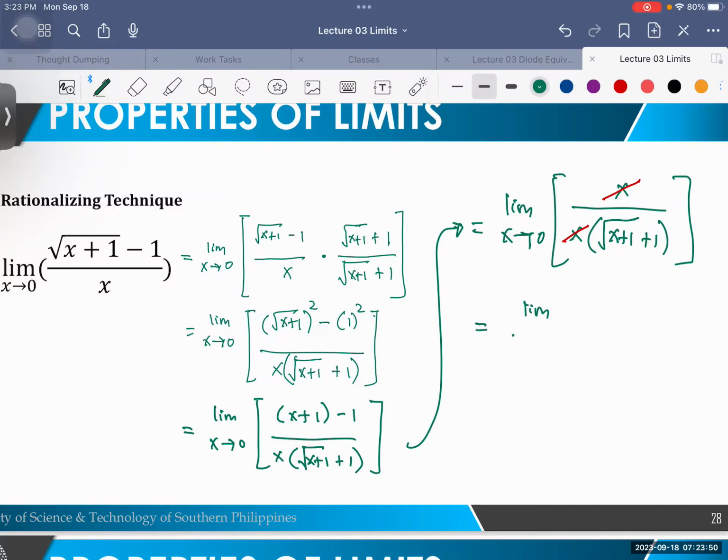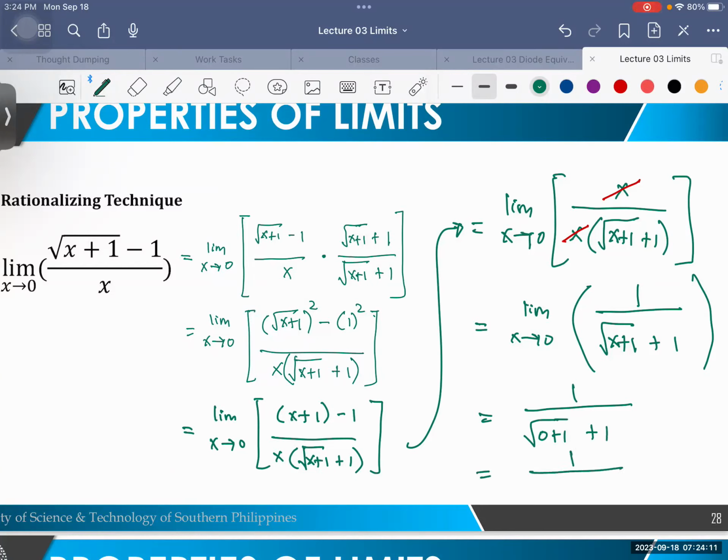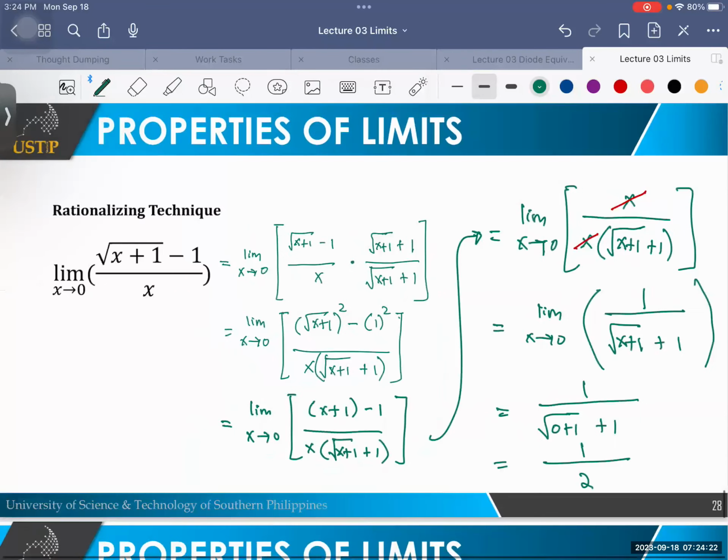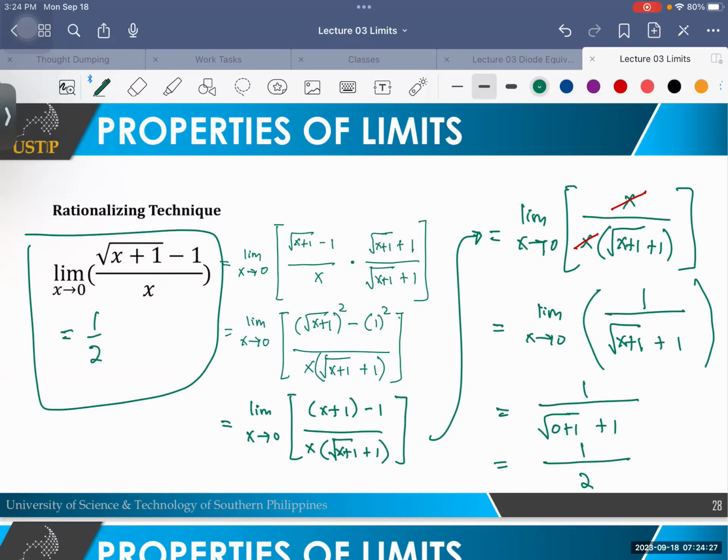So what is left is 1 over the square root of x plus 1, plus 1. Now, as you can see, class, we can already substitute. So 1 over the square root of 0 plus 1, plus 1. Okay? So that is 1 over, and the square root of 1 is just 1, so 1 plus 1, that's just 1 half. So that is your limit. 1 half. That is our answer for A.